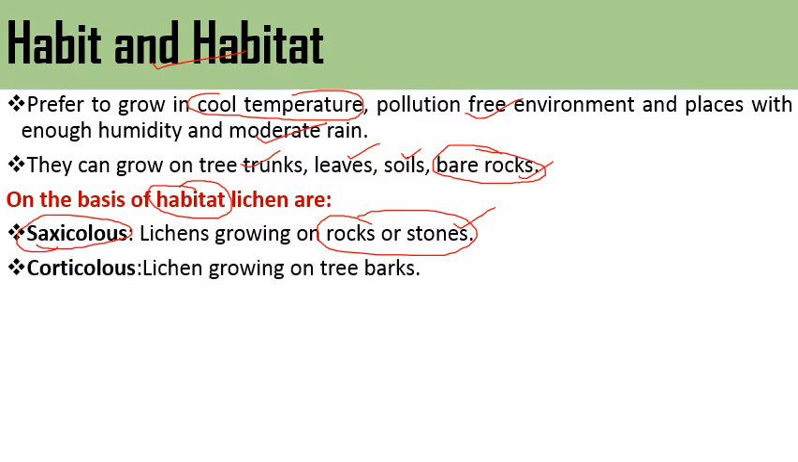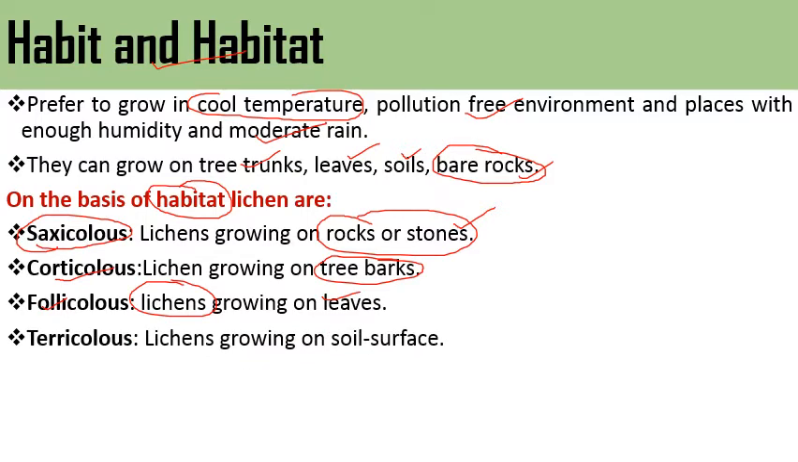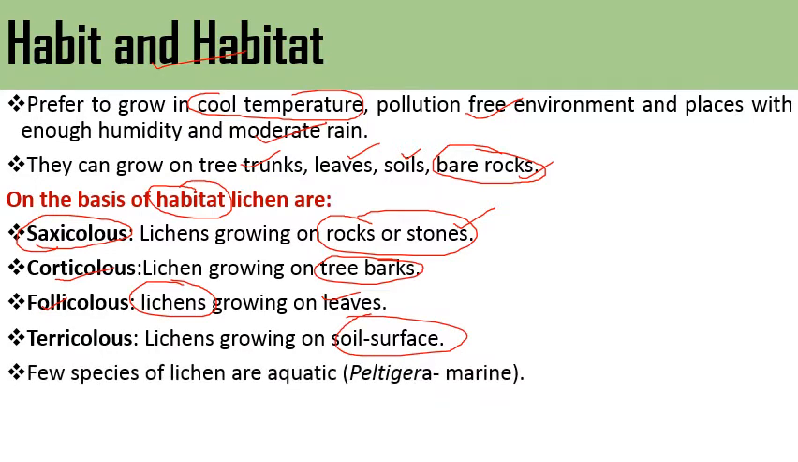Next is Corticolous. These lichens grow on tree barks. Tree bark में grow करते हैं. Next is Foliicolous. Folio term related to leaves. So ये जो lichens हैं, they grow on the leaf surfaces of trees. Then Terricolous. These are the lichens which grow on the soil surface. Next, there are some species of lichens which are aquatic. For example, there is a genus named Peltigera. Some species of Peltigera grow in the marine water. So this is marine.